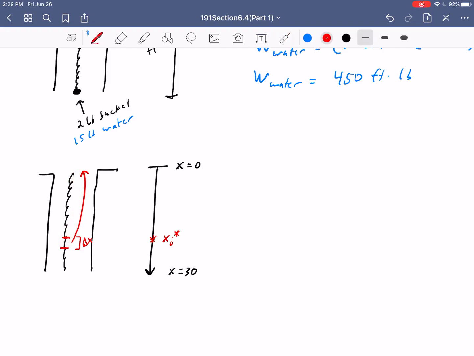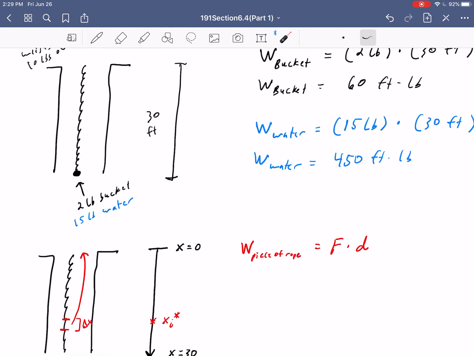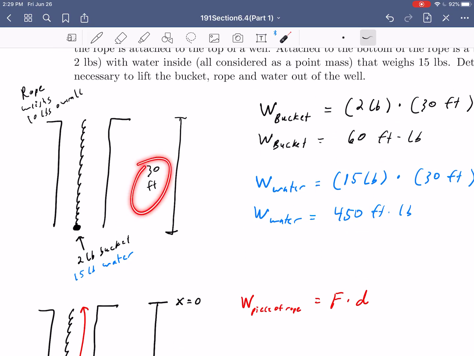So let's see if we can come up with the work for this piece of rope. So we're taking just this piece and we're lifting it to the top. Well, as we know, that would be force times distance. So we're still using that formula, but just for this single piece. Well, what is the force, or what is the weight? We know that this is only a portion of the overall rope. Well, what portion of the rope is it? It's delta x out of the fact that it's a 30-foot rope.